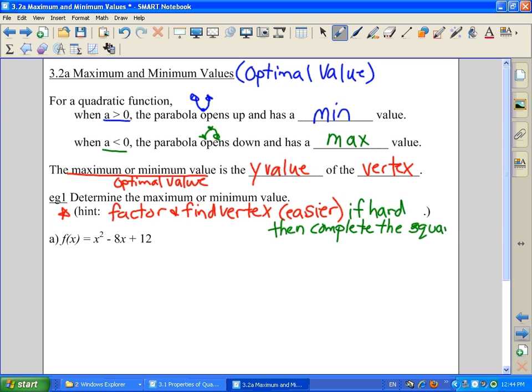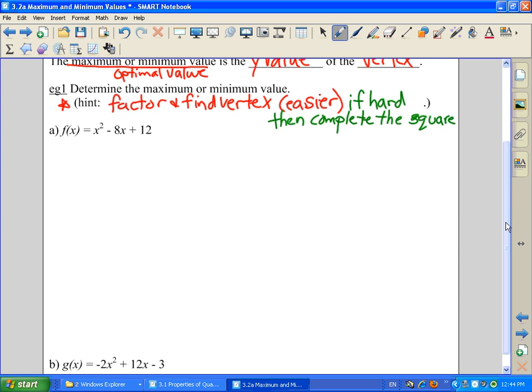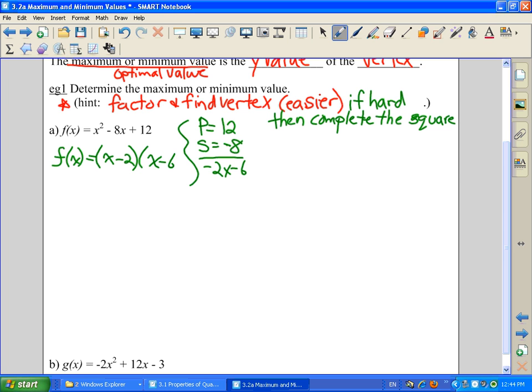All right. Okay, let's take a look at our first function here, ladies and gentlemen. f of x equals x squared minus 8x plus 12. That looks like a simple factor. Again, you need your product equaling 12 and your sum equaling -8. What two factors do we have? -2 times -6. So again, f of x equals (x minus 2)(x minus 6).